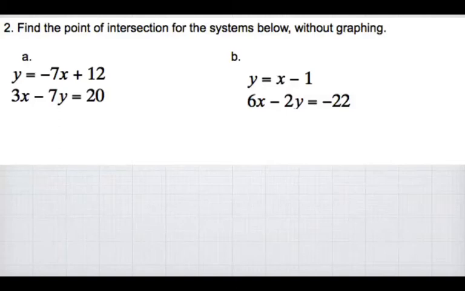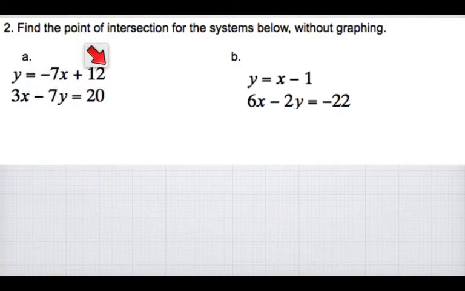Okay, so here we have number 2, which is find the point of intersection for the systems below without graphing. So here we have one system, so we'll start with A, right? Remember that a system of equations is 2 equations or more put together. So we have y equals negative 7x plus 12, and we have 3x minus 7y equals 20.